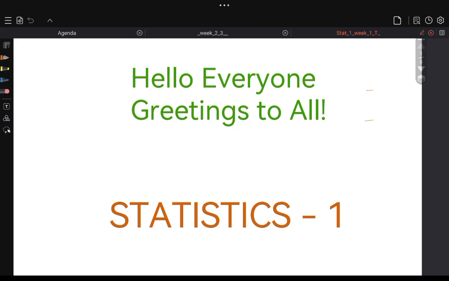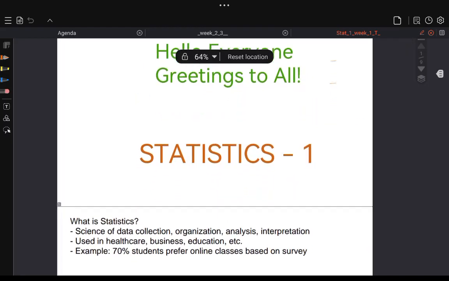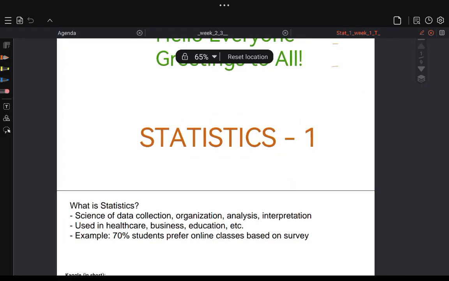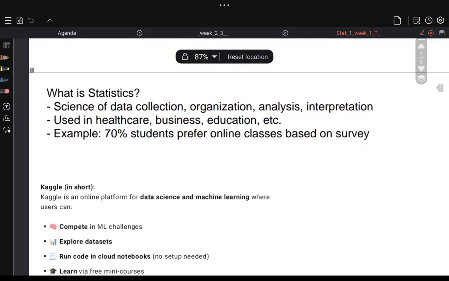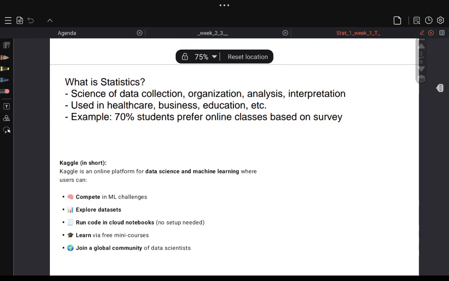Today we are starting Statistics 1 for IIT Madras B.Sc. So let's start Stat 1. So basically what is statistics? It is the science of data collection, organization, analysis and interpretation.